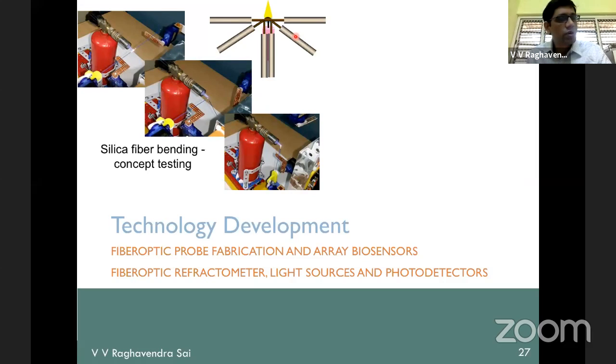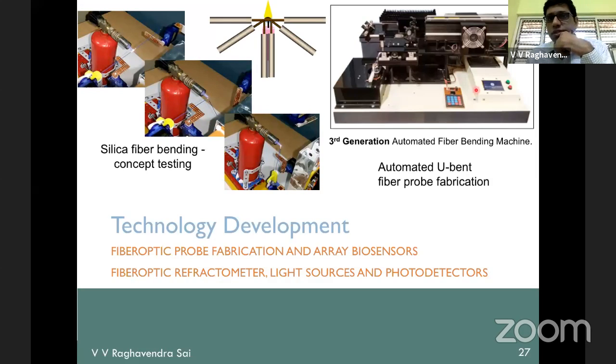So we are also into technology development. We want to develop technology. So we started bending the probes. We made a machine for bending the probes. This is a third generation bending machine developed in the lab. So these are rotating mechanisms. This is a CO2 laser, what you see here. The CO2 laser falls on it, and this is the process that happens here. Okay. So this is an automated U-bend fiber-probe fabrication method technology that is developed in-house.